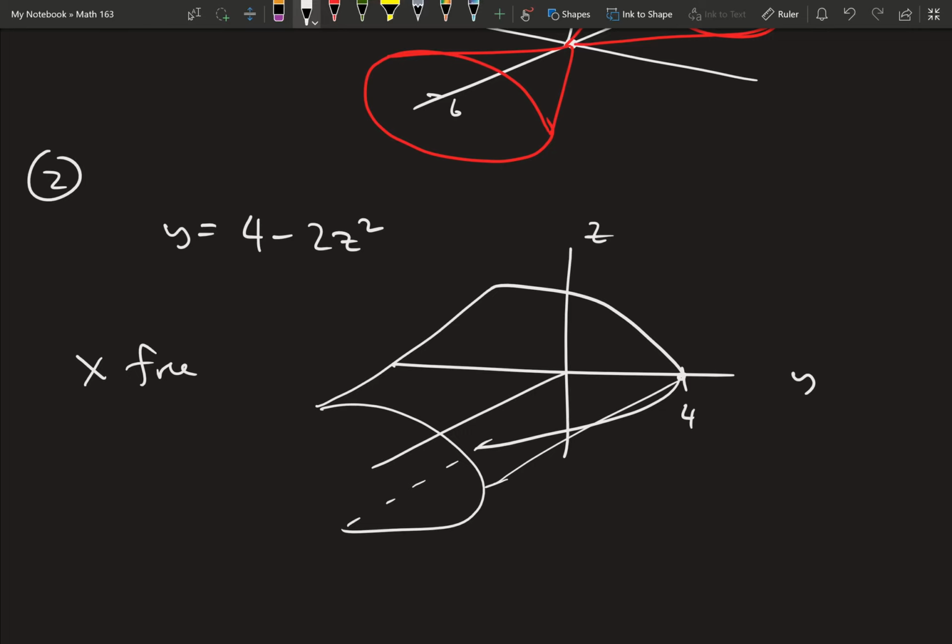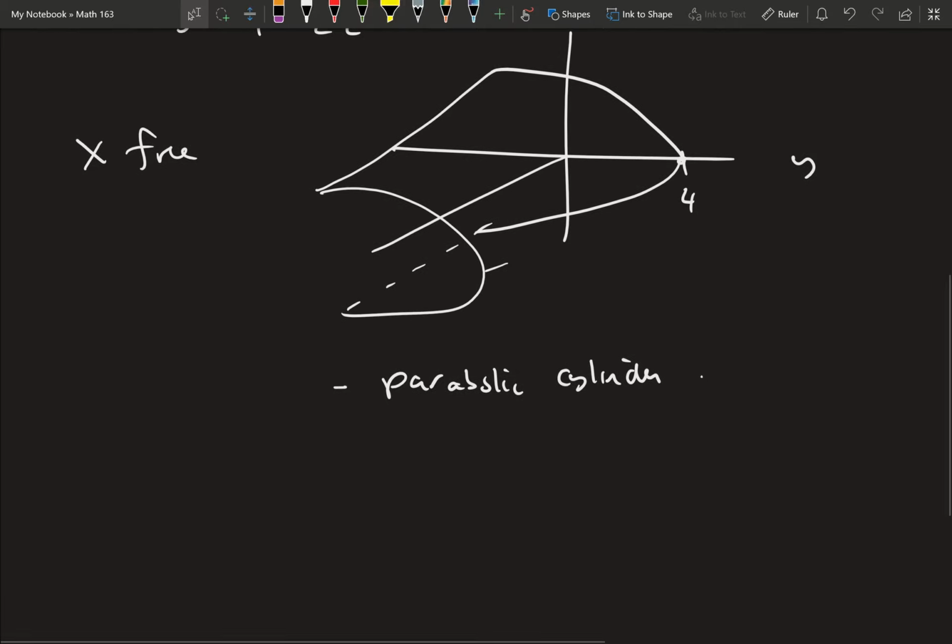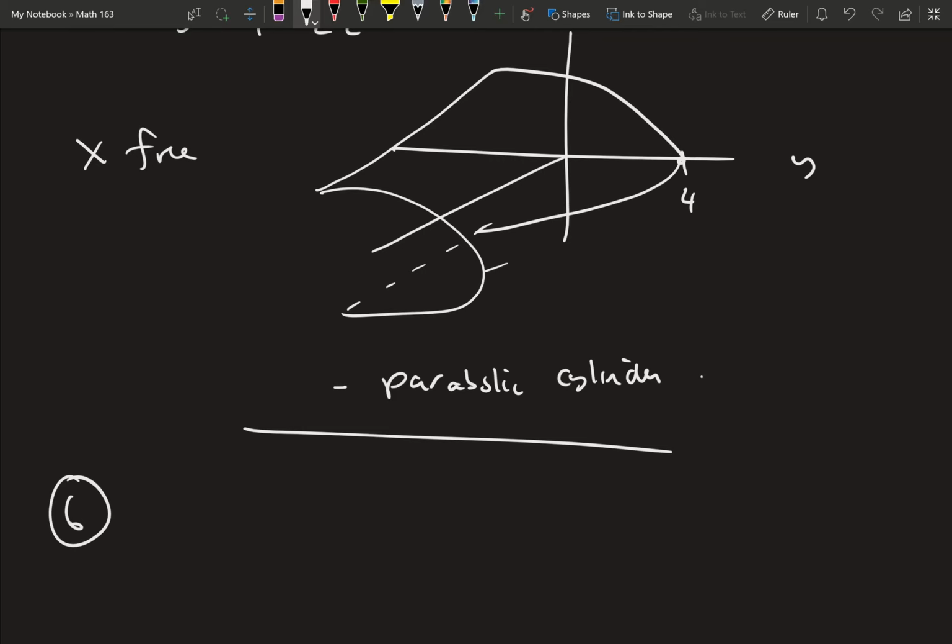So you get what we call a parabolic cylinder, because it's just copies of that parabola over and over and over. Okay, so those were the exercises from last time.